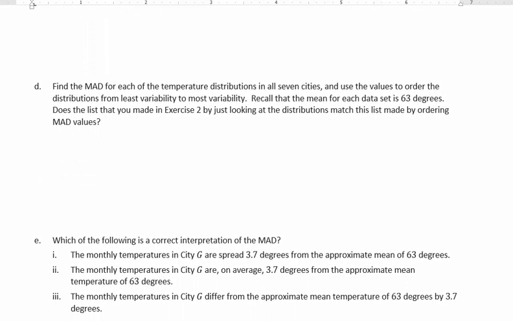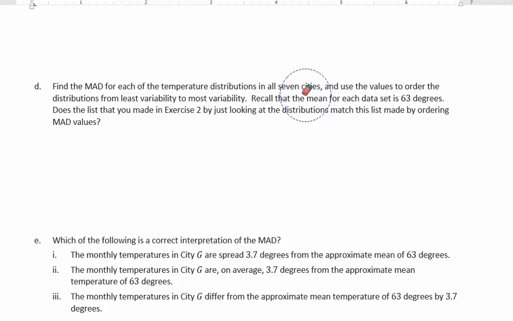Okay, here's my next one. Find the MAD for each of the temperature distributions in all 7 cities and use the values to organize the distributions from least variability to most variability. Remember, so please pay attention to this part. The data for each set has a mean of 63 degrees. Does the list you made in exercise 2 by just looking at the distributions match this list by ordering those values? So here's our hard part.